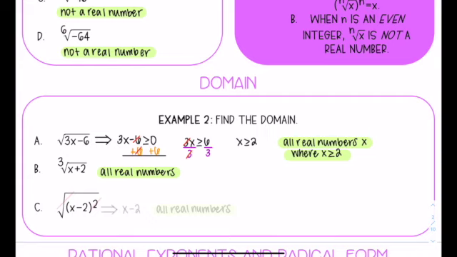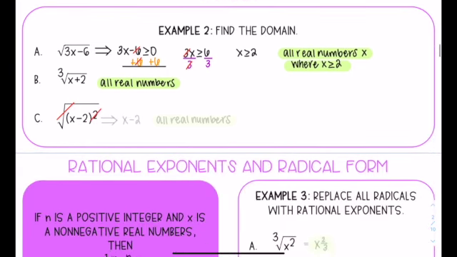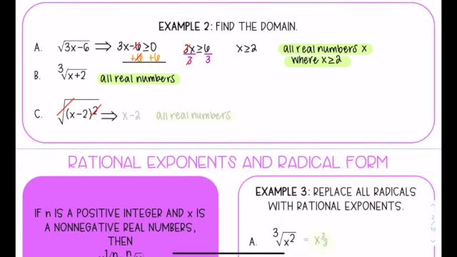And for the third one, we have the square root of x minus 2, squared. Well, what ends up happening is that the square root and the square cancel, and this just becomes x minus 2. But the domain of x minus 2 is all real numbers, because I can plug anything I want into this.